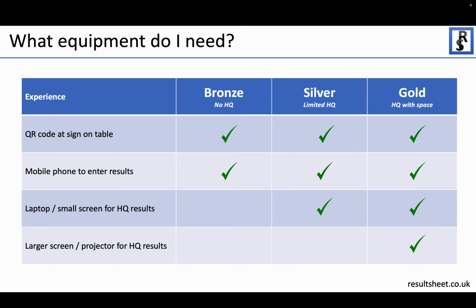So the bronze, the one on the left, is if you think about someone running a start sheet with no HQ, so maybe running it from a lay-by. All that they really need to run the event is the QR code to the event itself, which they normally print out and put on the sign-on table, and then a mobile phone to enter the results.